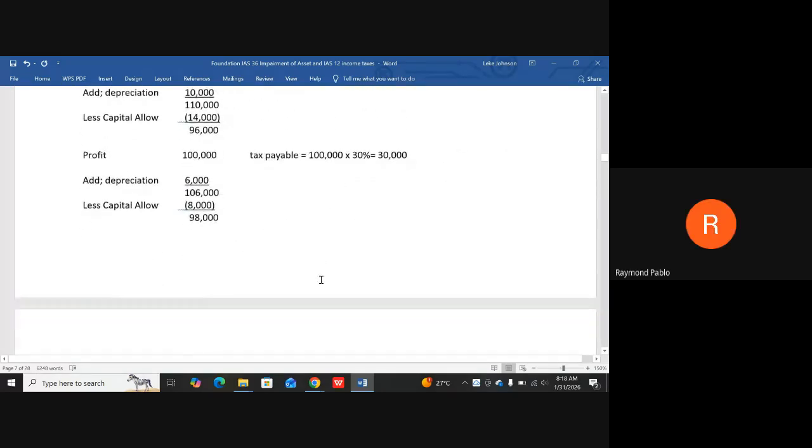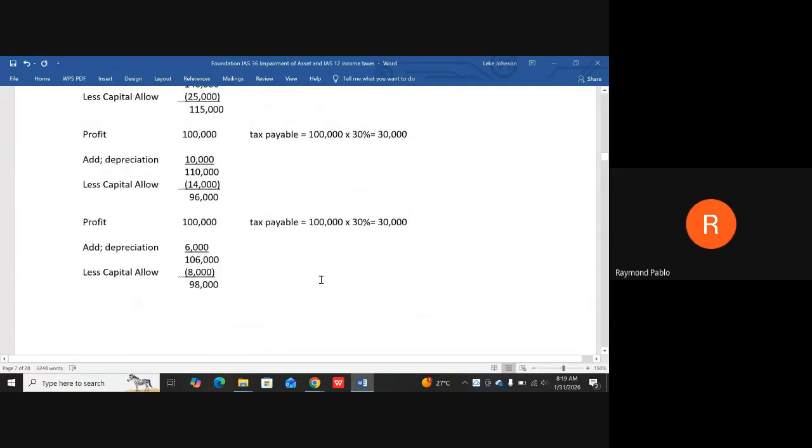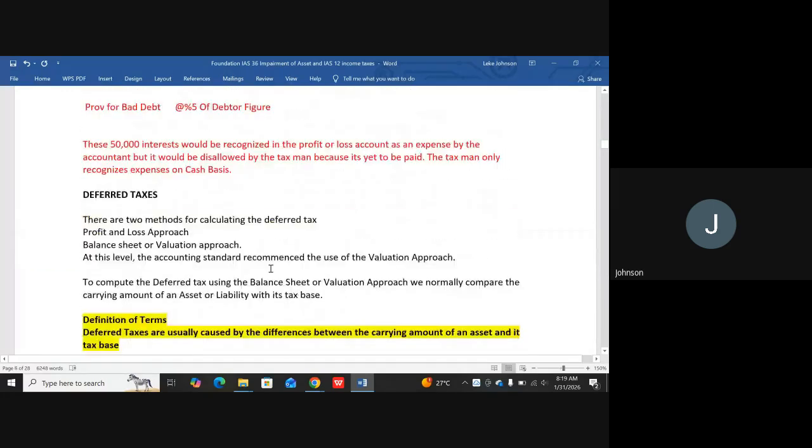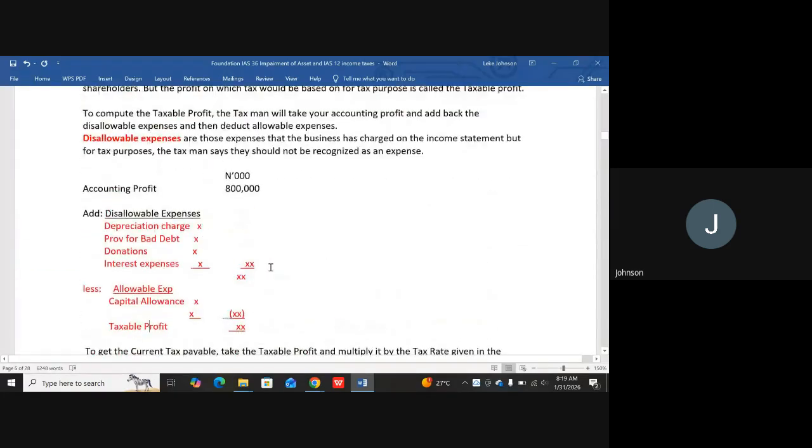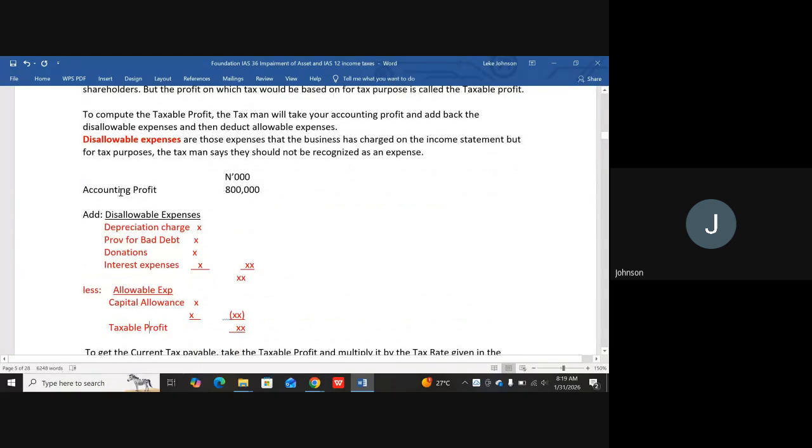So to get your current tax, this is the process you need to follow. The first thing, take your accounting profit, which you are likely to be given in the question. Once you take the accounting profit, you add back all the disallowable expenses. That means in that question, you are going to start looking for all these disallowable expenses. One of the disallowable expenses is what we call the depreciation charge. The depreciation for the year is not allowed. You add it back.